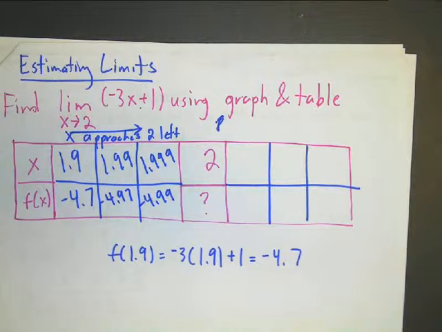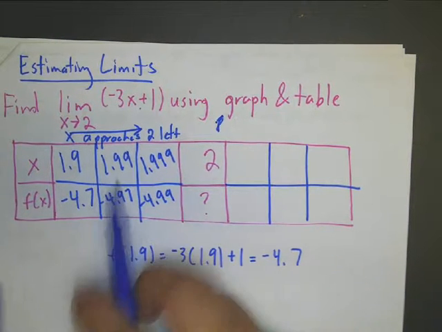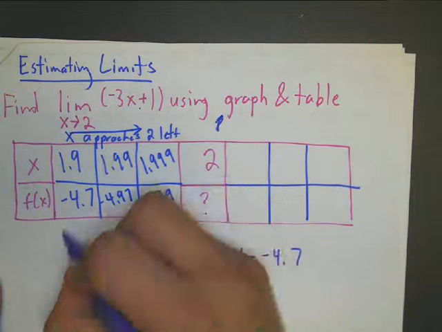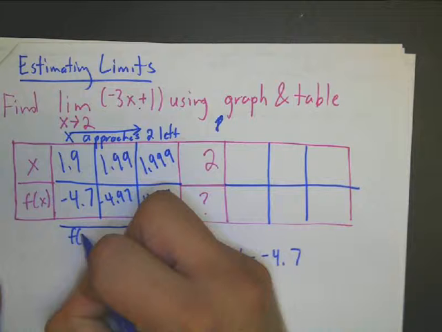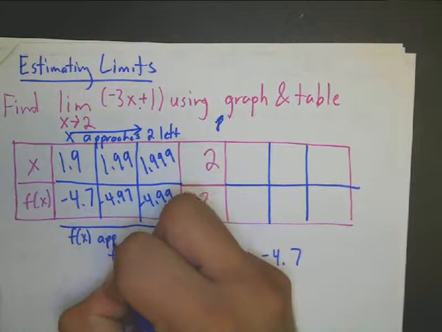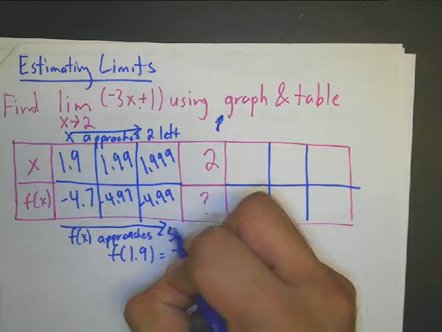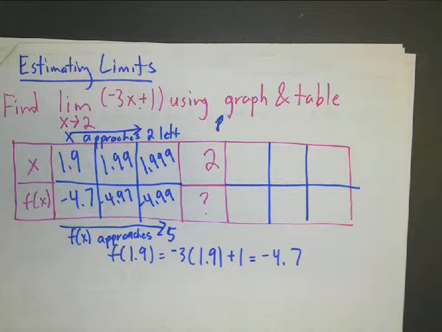So, as x approaches 2 from the left, it looks like f of x approaches what? Exactly. f of x is approaching negative 5, right? So as x approaches 2 from the left, f of x is approaching negative 5. Now take note, we're not at 2, we're just approaching 2. And then we're just approaching negative 5. We're not there. We're just approaching it.